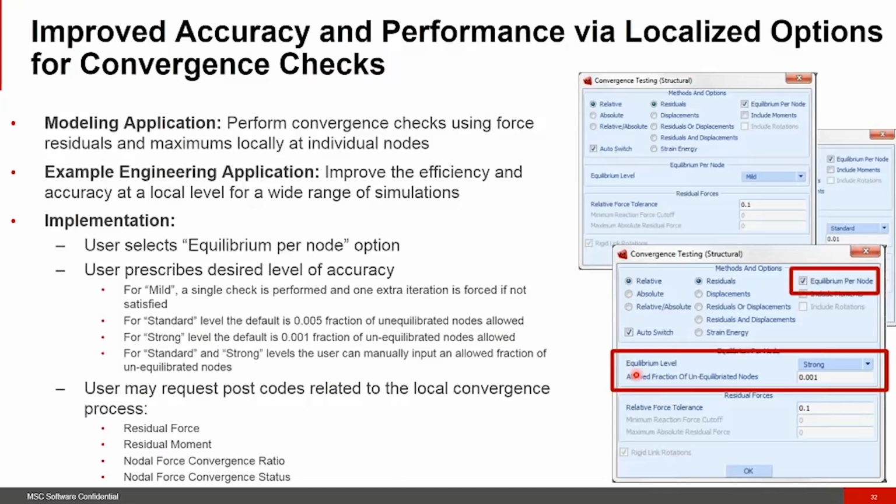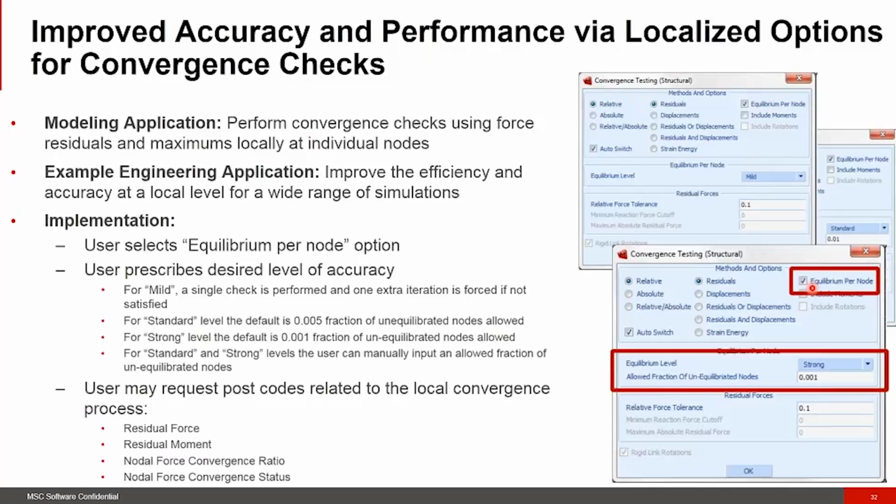So the way this works is you're going to do your normal convergence checks the way you always do your convergence checks. There's just a new option. And what this new option does is when you turn on this equilibrium per node, it's now going to do a check as well. In addition to the other global check it does, it's going to check for the residuals and the maximums criteria at individual nodes. Really what we're hoping is that you may get some efficiency gains, and we'll talk about that in the example I provided. But we also are excited by the accuracy we've seen for a wide range of simulations we've already done.